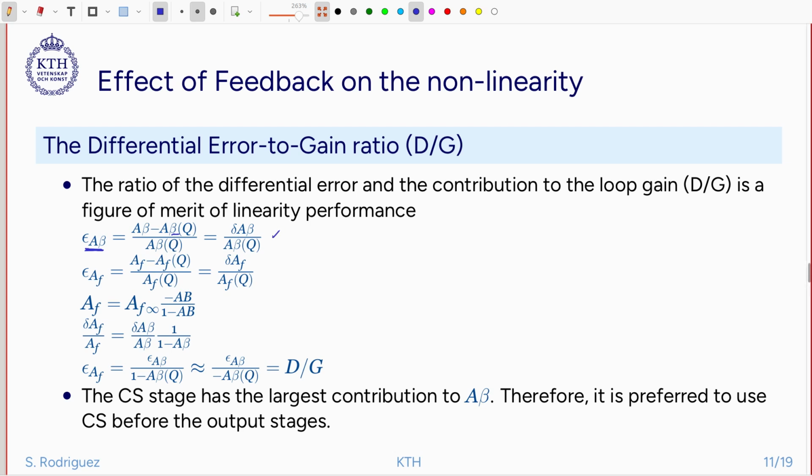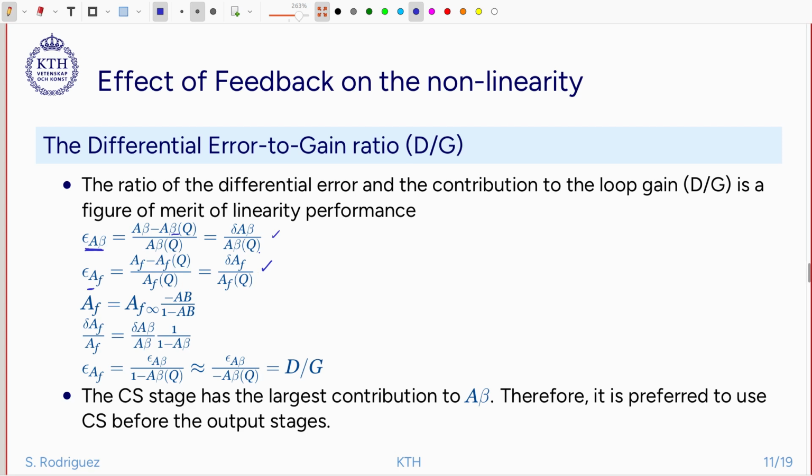Now in a negative feedback system, for the closed loop gain, we can do exactly the same. We can express the error in the closed loop gain as a quotient, or as a percentage if we multiply by 100.